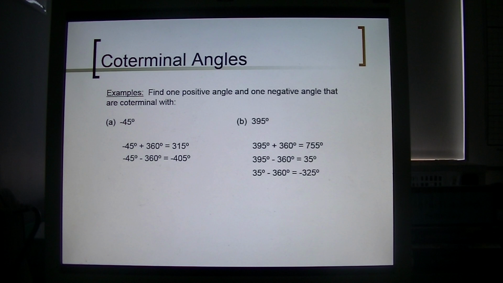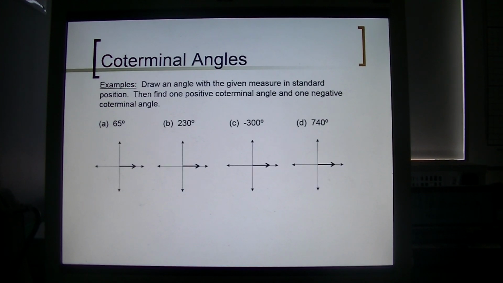Okay. What I would like you to try now, on the next page, I would like you to do a couple things. First you're going to review what we did yesterday. You're going to draw those angles in standard position. Remember that just means the initial ray. Where is the initial ray?